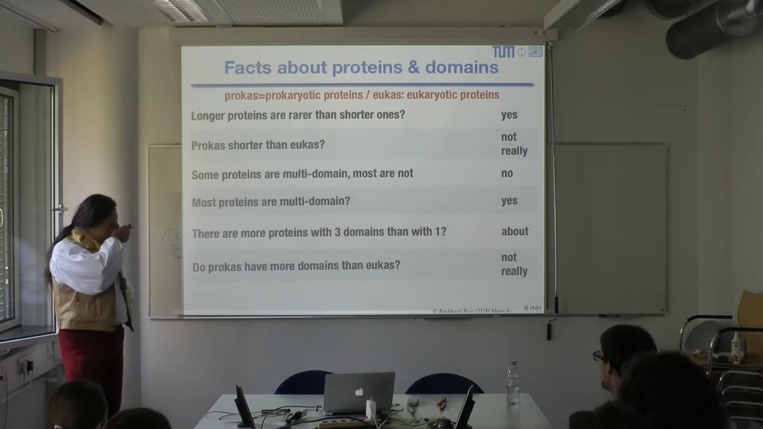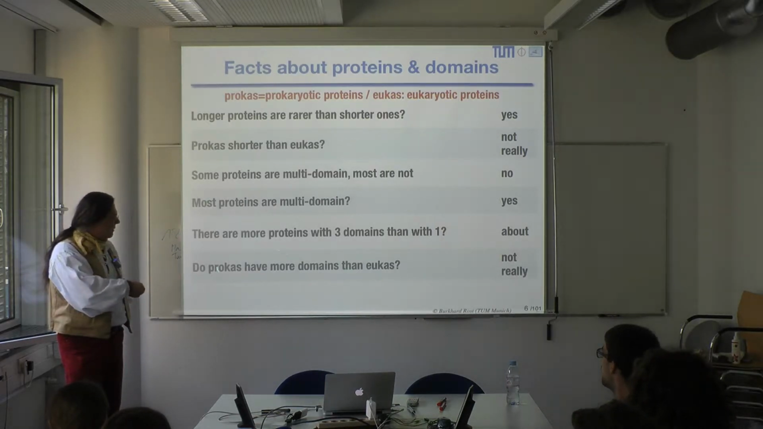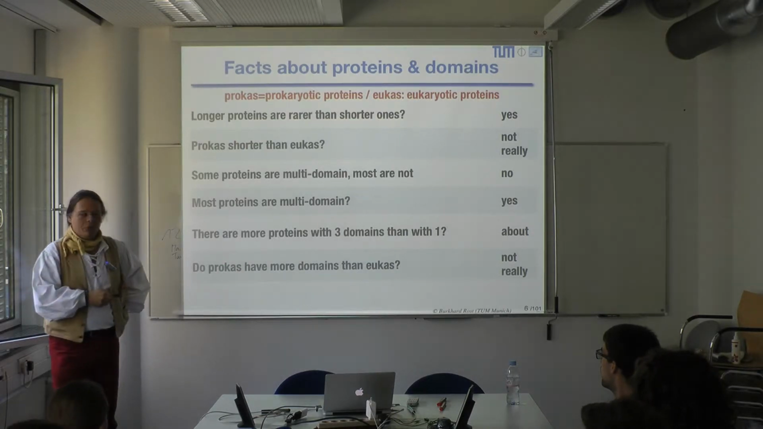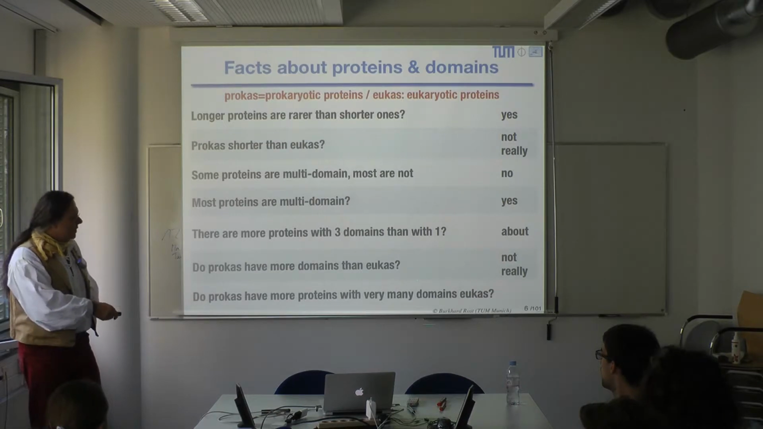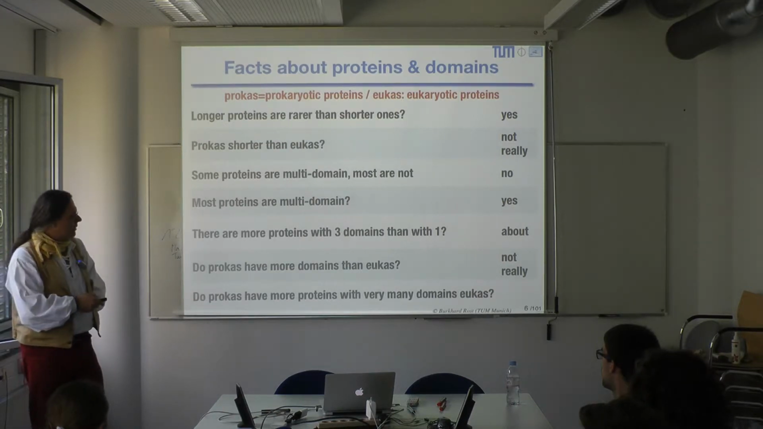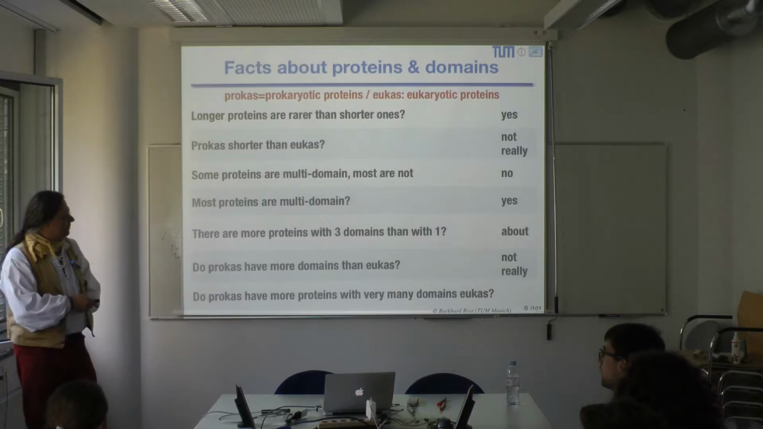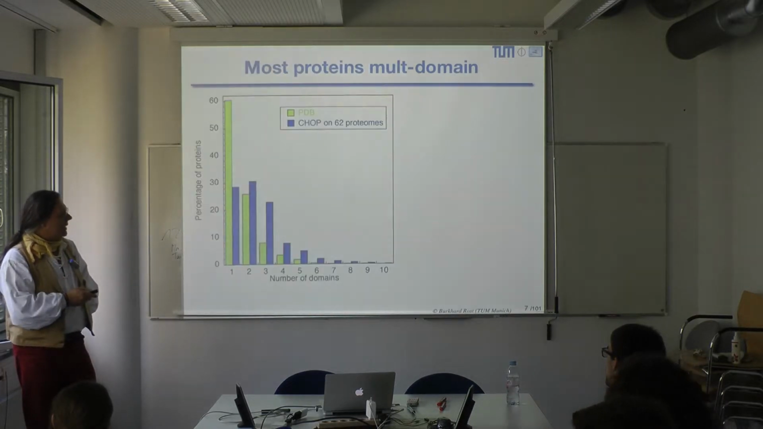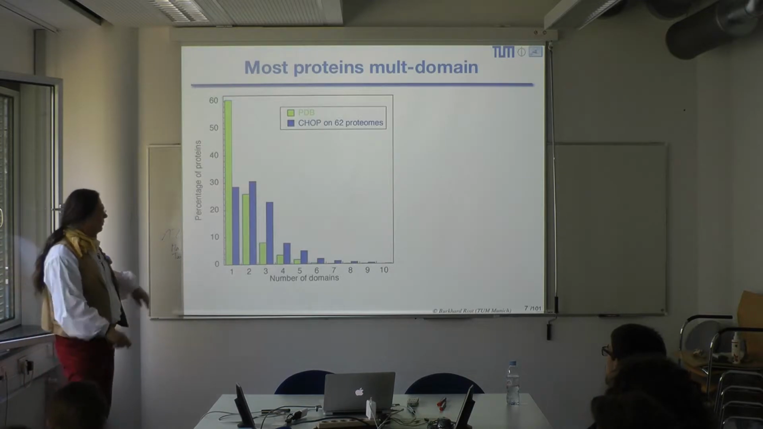In fact, I should have asked this question the other way around. Typically, it has been assumed that eukaryotes have more domains than prokaryotes, and that, in fact, is also not true. What is true is that, I'll show you again the data in a minute, that many eukaryotes have many more proteins with many domains.